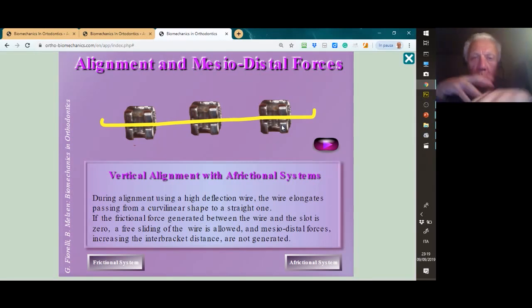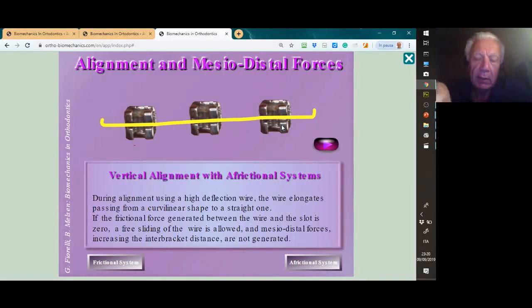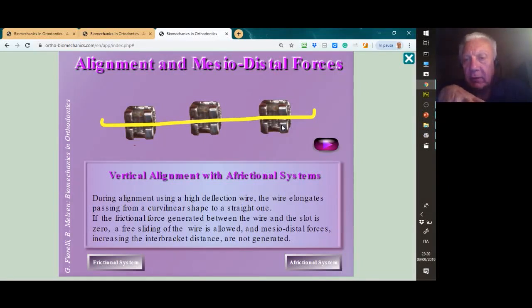Actually, what happens during this alignment are periods where you have the possibility of sliding and some other moments where there is impossibility or a binding between the wire and the slot, and so it's very hard to find out exactly how much force is generated. But in any case, we know that during this alignment with large deflection, we do have mesiodistal forces that can also be very, very important.